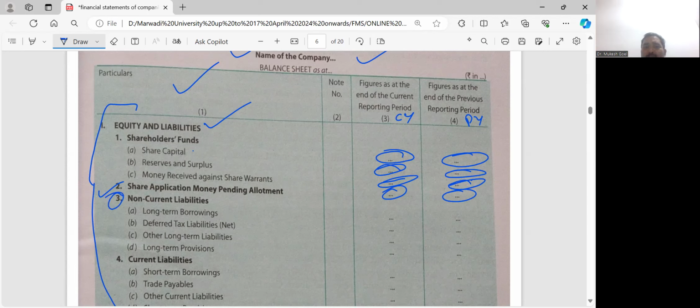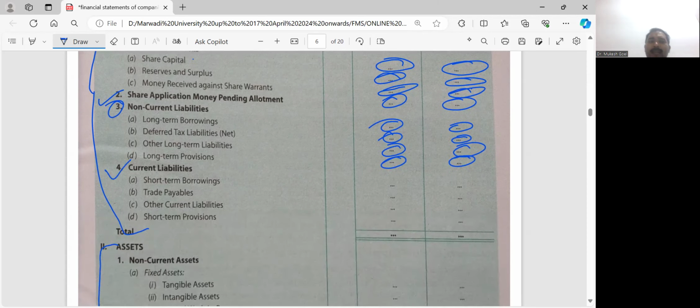Third point is non-current liabilities. Non-current liabilities are liabilities payable after 1 year, like long-term borrowings. Borrowings means loans. Deferred tax liability. Other long-term liabilities. Long-term provisions. Now current liabilities. Current liabilities are payable within a year, like short-term borrowings or loans. Trade payables, creditors plus BP. Other current liabilities and short-term provisions. This is the total of the liability side.